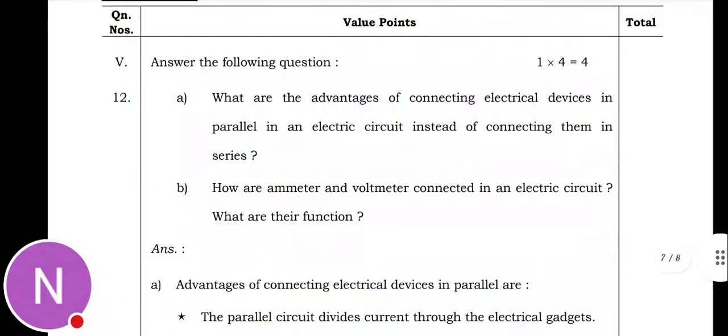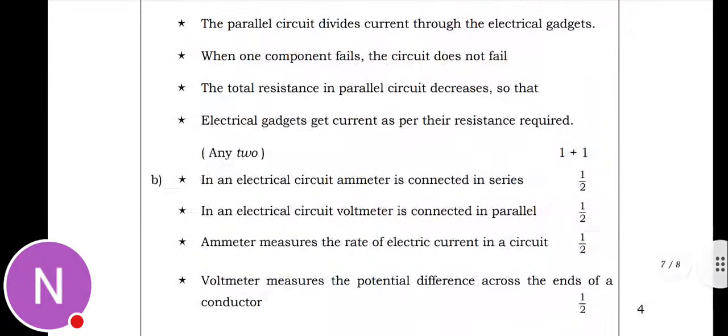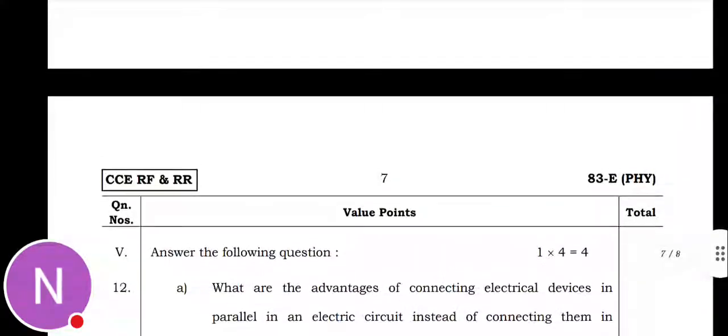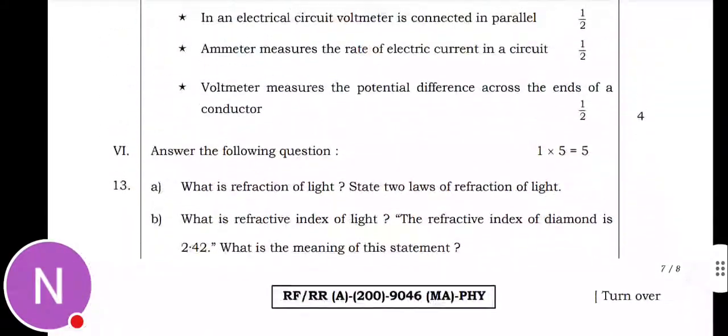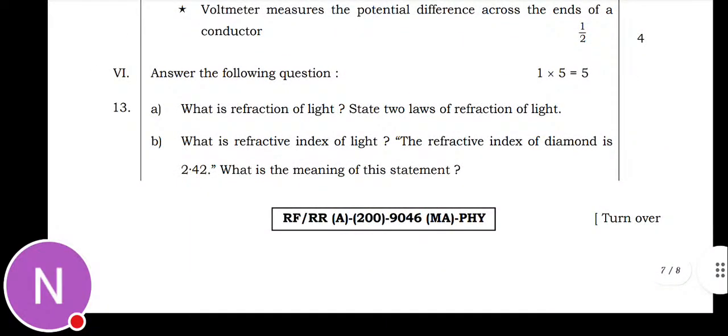B they have asked is: how are ammeter and voltmeter connected in an electrical circuit and what are their functions? In an electrical circuit, the ammeter is connected in series and the voltmeter is connected in parallel. The ammeter measures the rate of electrical current in a circuit. The voltmeter measures the potential difference across the ends of the conductor. If you write this, you will get half marks each, so totally you will get 2 marks. So 4 marks you will get totally here for one question. Here only one question they have asked, the 12th question.